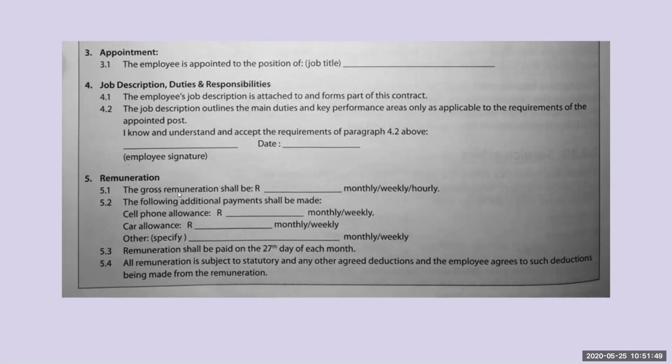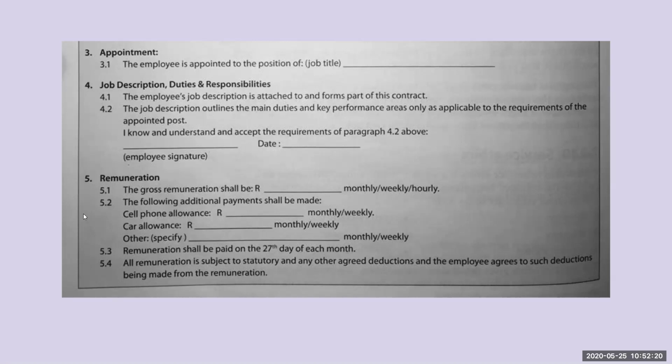Gross remuneration means that this is before any deductions have been made. So you have not yet paid tax or UIF, unemployment fund. This is your gross salary. The following additional payments shall be made. So this is additional payments that will be made to the employee. These are all your allowances. So things like a cell phone allowance, a car allowance, or maybe an away from home allowance. This will be stated here.